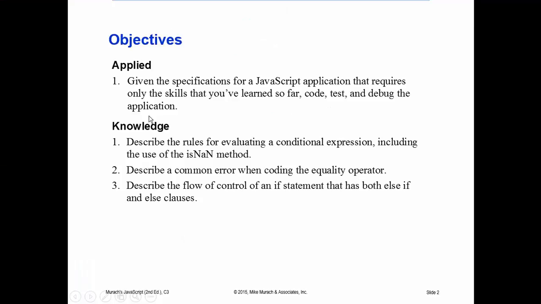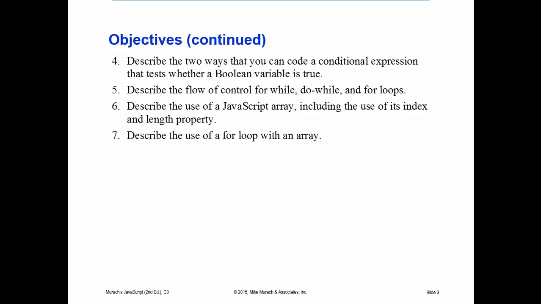Given the skills for a JavaScript app that requires what we've learned thus far, code, test, and debug an application. Describe the rules for evaluating a conditional expression, including the use of NaN, or isNaN, which stands for not a number. Describe a common error when coding the equality operator. Describe the flow of control of an if statement that has both if and else clauses. Describe the two ways that you can code a conditional expression that tests whether a Boolean variable is true.